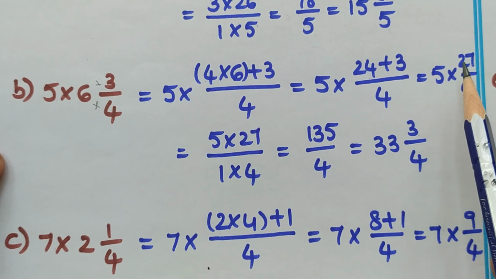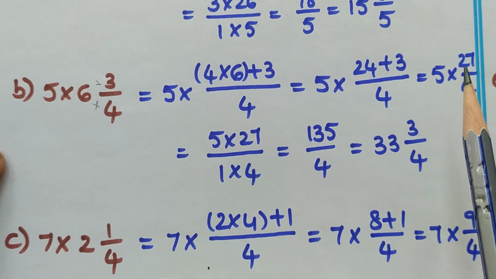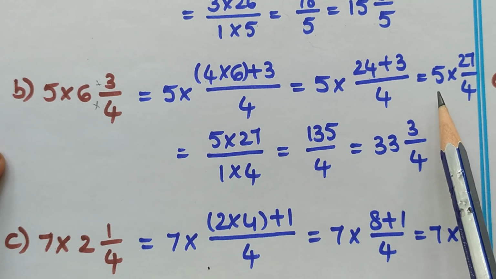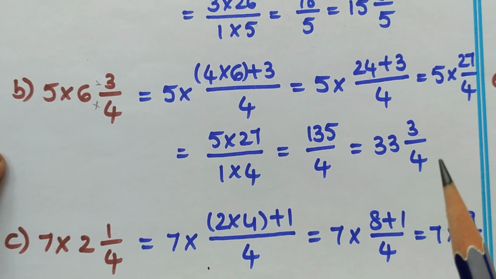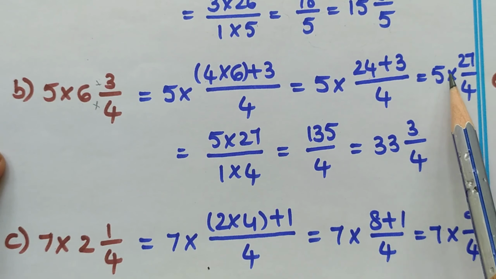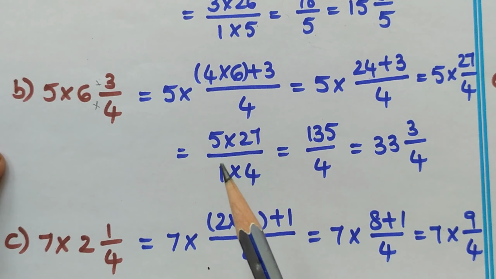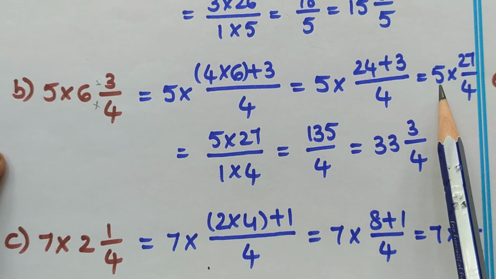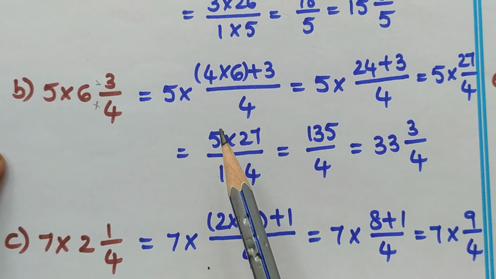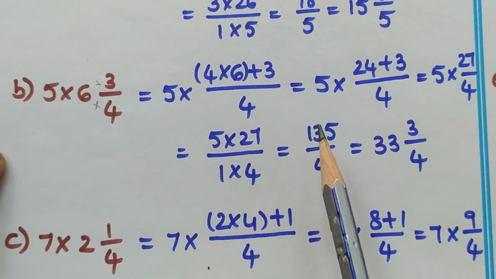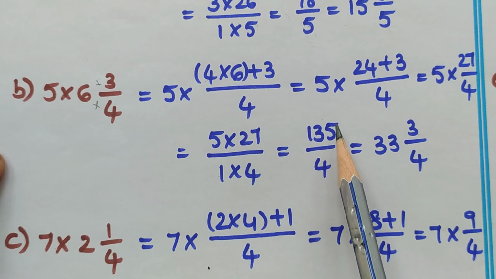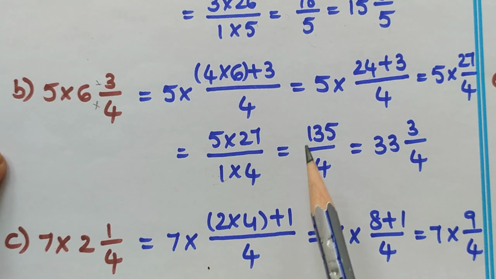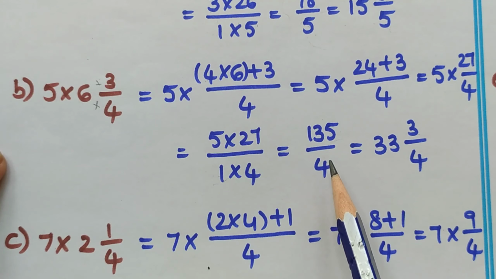So it is 5 into 27 by 4, and 5 can be written as 5 by 1. So it is 5 by 1 into 27 by 4. Now the multiplication of the numerators 5 and 27 is 5 into 27 by the denominators 1 into 4. So 5 into 27 is 135. 135 by 1 into 4. 1 fours are 4. So it is 135 by 4.